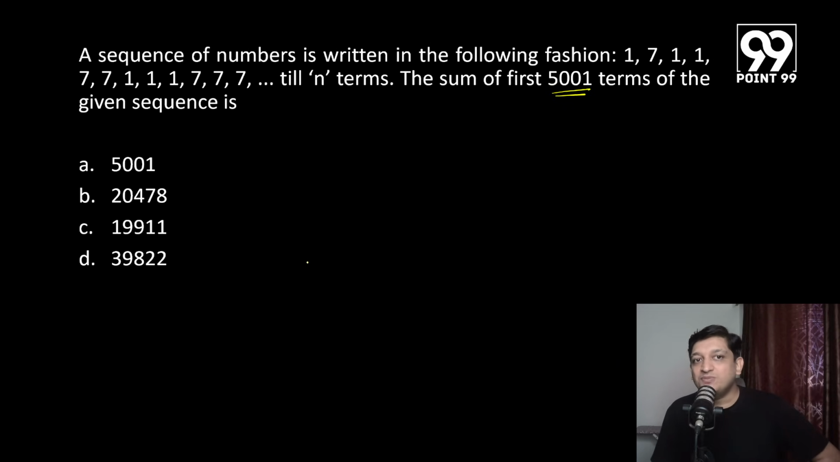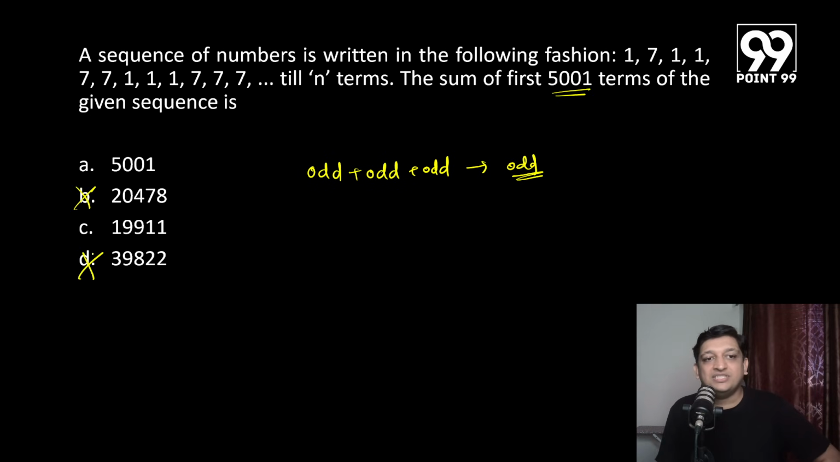Now what do you observe here? Every term is odd in nature. And if we add odd numbers an odd number of times, you are going to get an odd number as the answer. So I can say that option B and option D are definitely not my answers. So I am left with option A and option C. What do you think is the obvious answer?